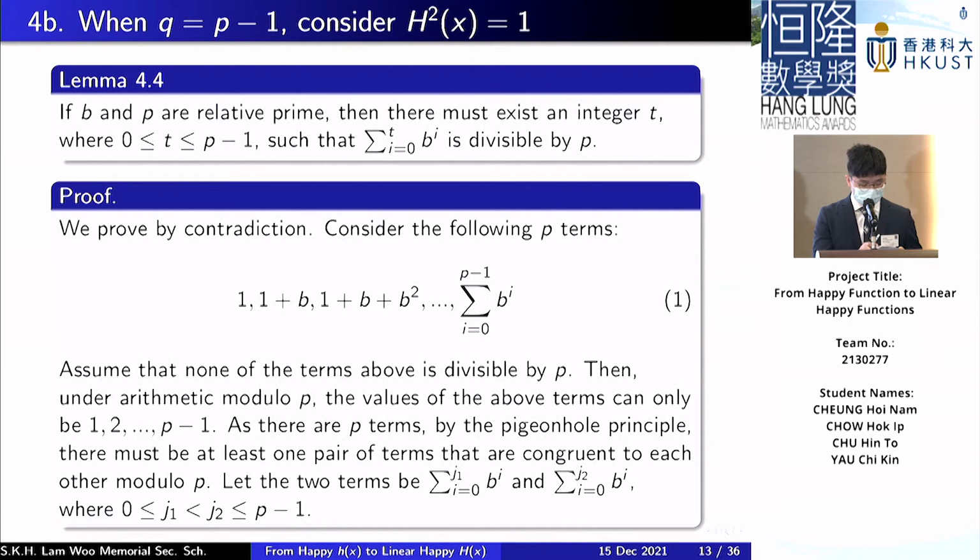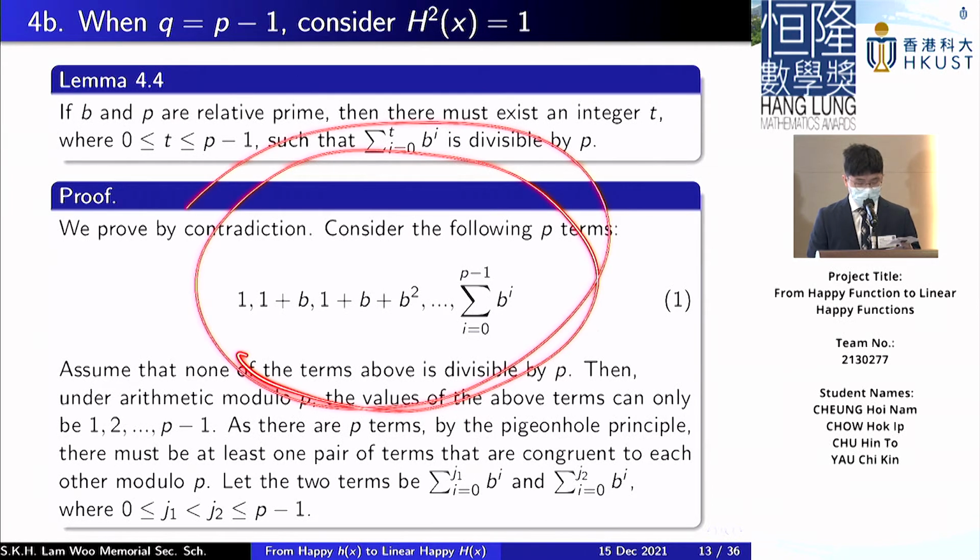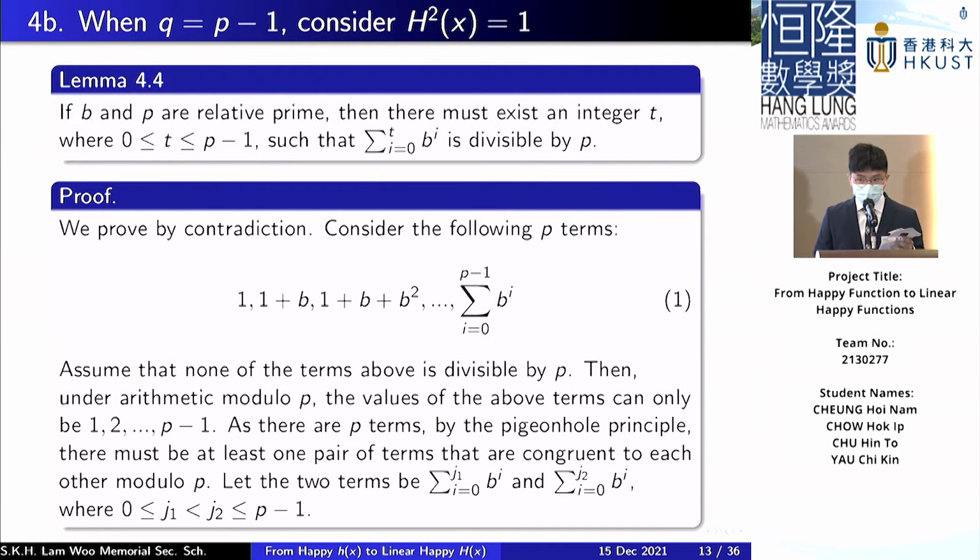In lemma 4.4, we prove that among the p terms shown here, at least one of them will be divisible by p. We prove by contradiction. If none of them is divisible by p, then by taking mod p, their values can only be 1, 2, 3 up to p minus 1. As there are p terms, by the pigeonhole principle, there must be at least one pair of the terms congruent in mod p.